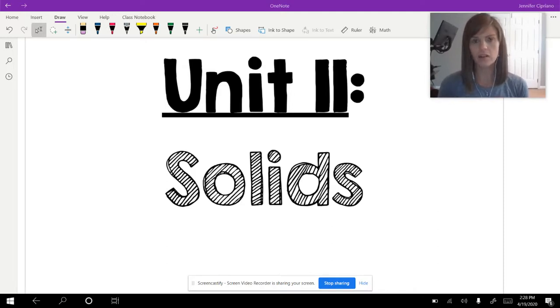So we are starting a unit called solids. Solids are three-dimensional shapes, things like boxes and spheres and cylinders. This is stuff that I think you learned about a little bit maybe in middle school, so some of this might look a little bit familiar. And we're specifically going to be talking about two things with solids: surface area and volume.